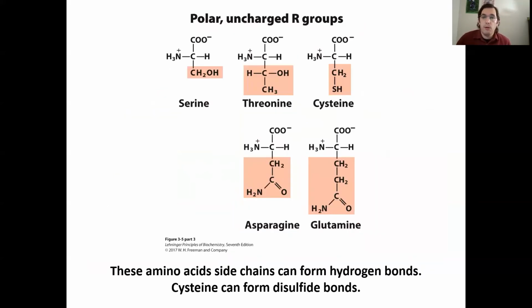Next, we have our polar uncharged R groups. So we have serine, threonine, cysteine, asparagine, and glutamine. So these amino acids, of course, are polar and can also form hydrogen bonds, for most of them anyways. Cysteine, of course, is the exception with our thiol group here. It doesn't really form strong hydrogen bonds, but as we'll see, it can form these disulfide bonds that will actually be quite important for protein structure.